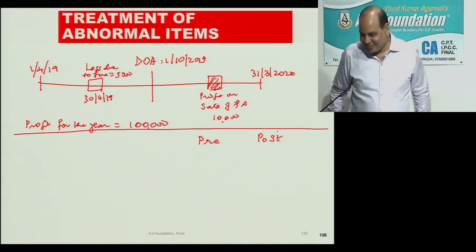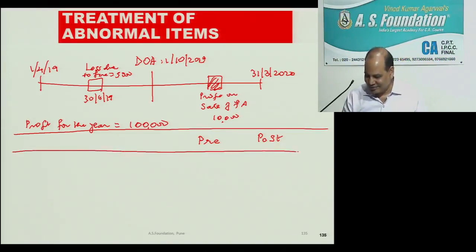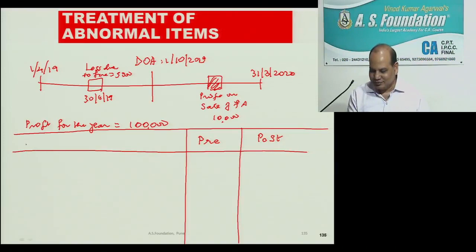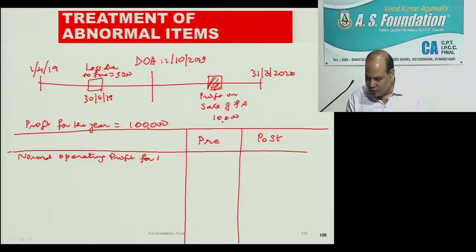Understood? Not understood. Let me start. So first what I'll do, first I will write revised profit or write normal profit. That is a better word. First I will find normal profit for the year. Normal operating profit for the year by removing the effect of these two transactions.